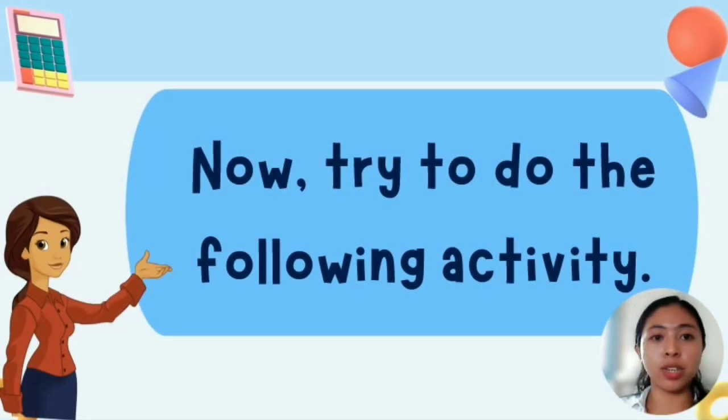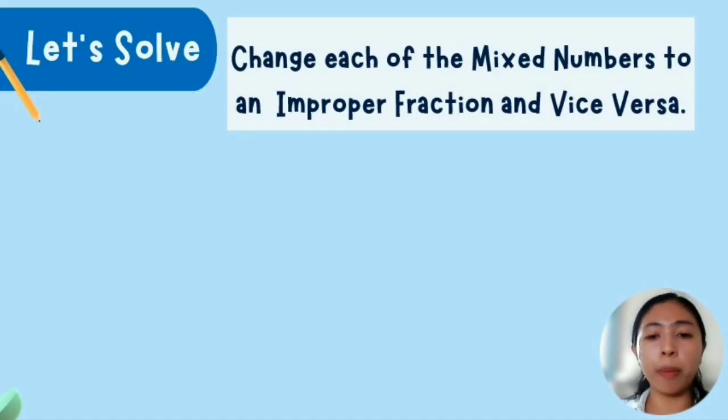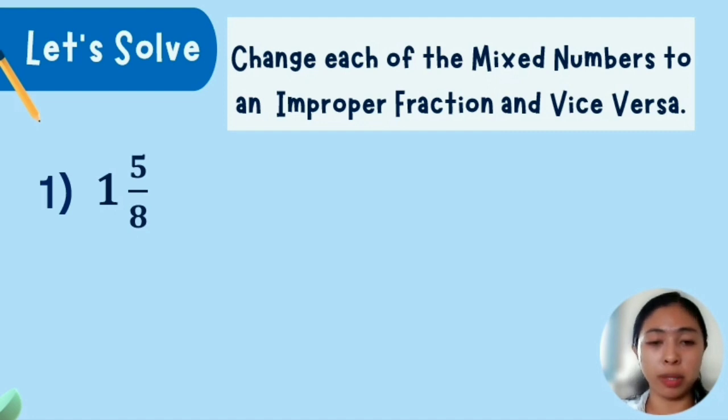This moment, let's try to do the following activity. The instruction is to change each of the mixed numbers to an improper fraction and vice versa. Number 1. The given mixed number is 1 5/8. So let's try to change this mixed number into an improper fraction. The first step is to multiply. 8 times 1 is 8, plus 5, which is the numerator, is equal to 13. So the answer is 13/8. We just copy the denominator 8.